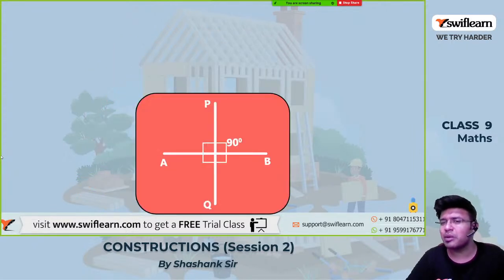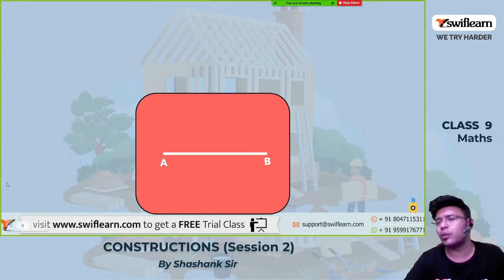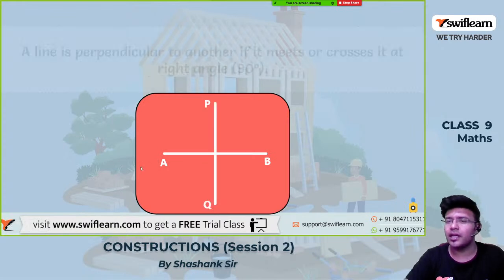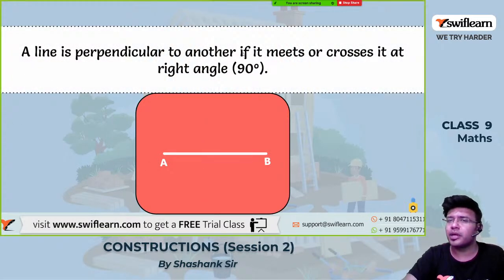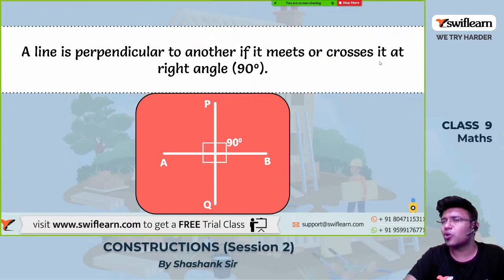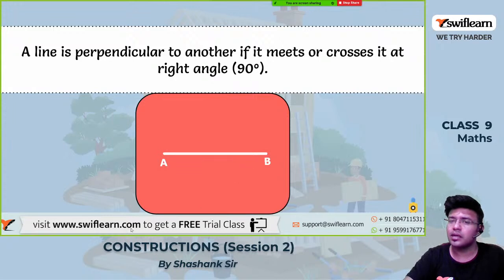Can you define how two lines can be perpendicular? Two lines can be perpendicular if the angle between them is 90 degrees. A line is perpendicular to another if it meets or crosses it at right angles. Right angle is nothing but 90 degrees.